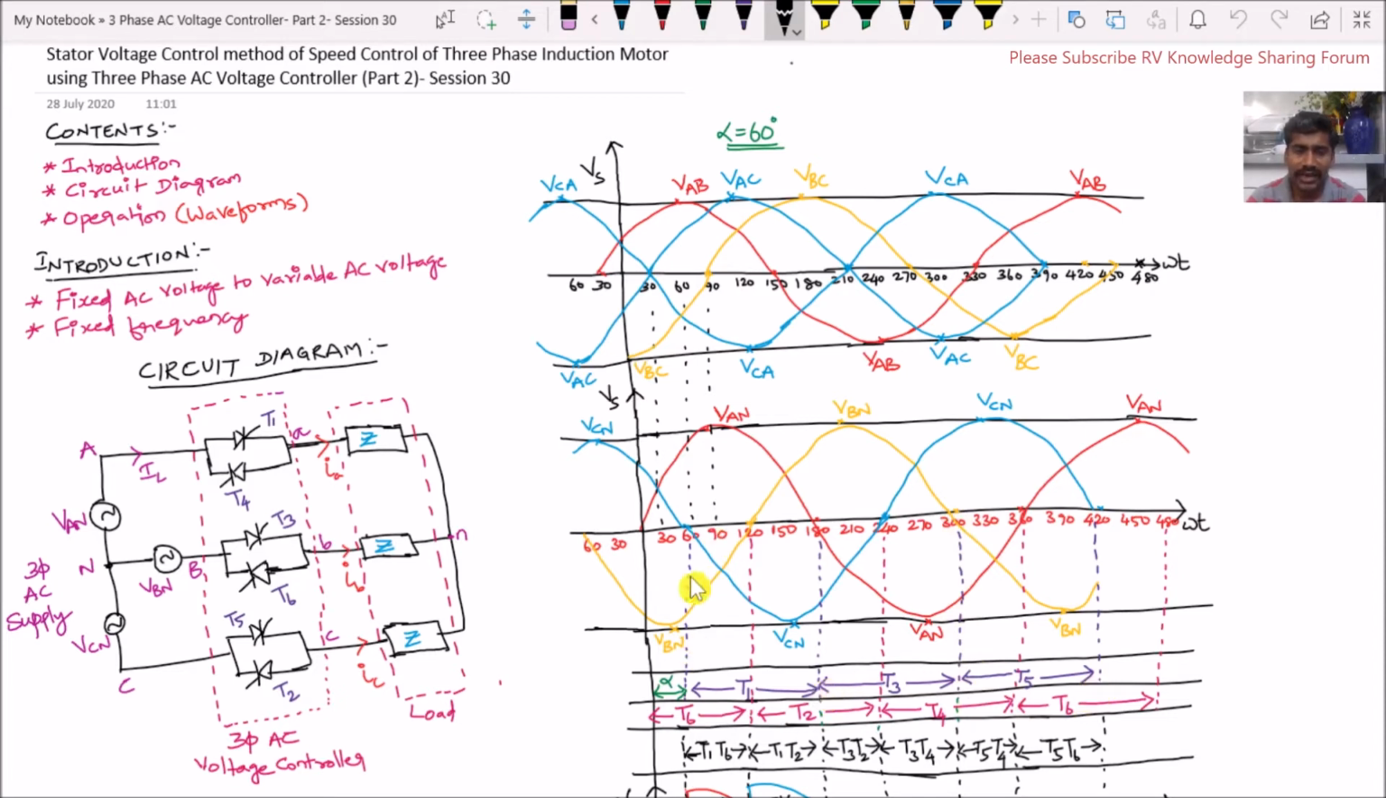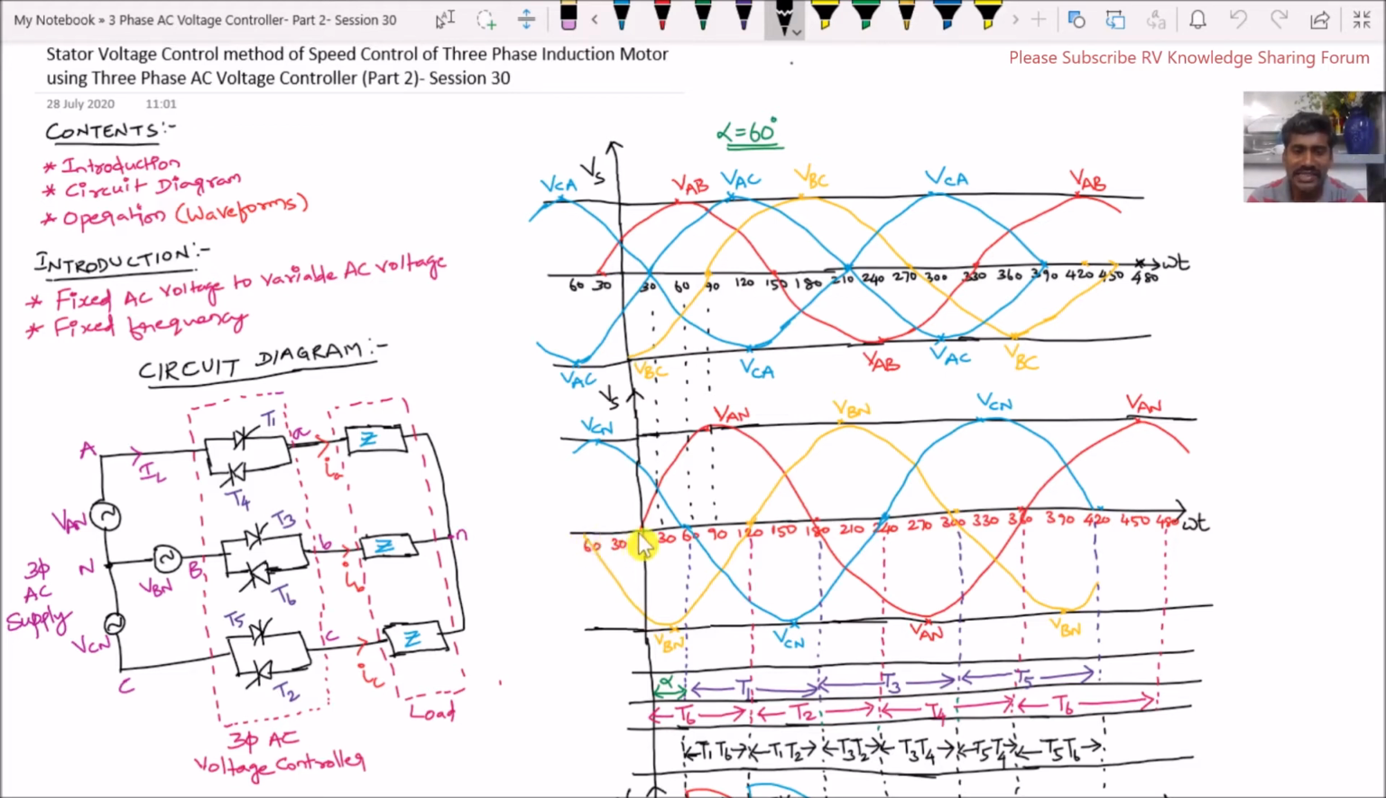Now let us discuss the negative half cycles of the thyristors also. Here the first negative half cycle of the phase voltage is VBN. The negative half cycle of VBN is connected to the thyristor T6. Therefore, thyristor T6 conducts for this negative half cycle of VBN. This negative half cycle of VBN starts at minus 60 degrees, so from here we have to leave the firing angle of 60 degrees.